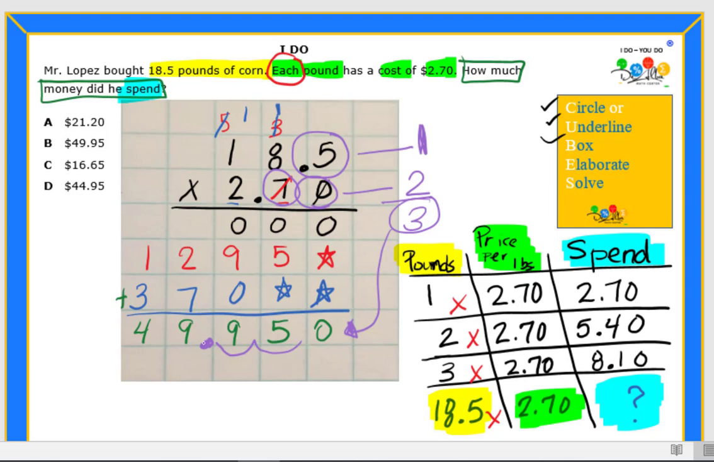So our answer is $49.95. Do you see that answer as one of the choices? Yes, B. That is our answer.